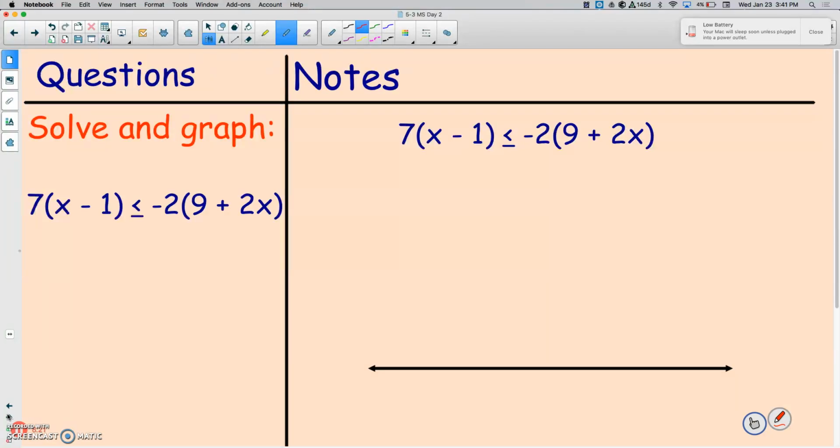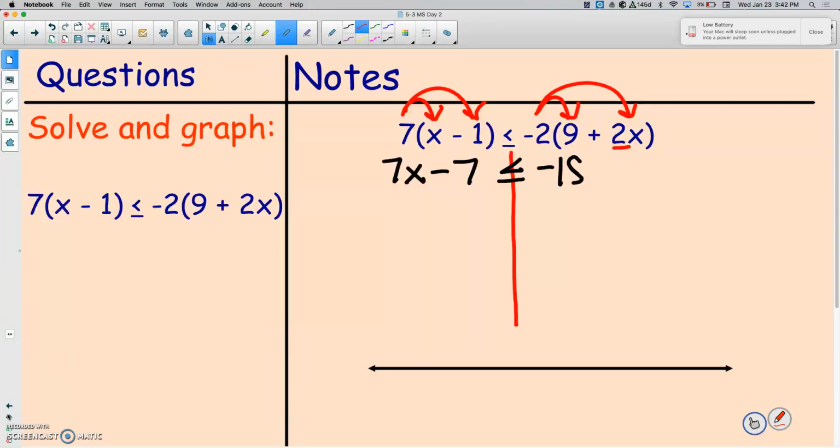One more problem where we are distributing. This one's a little different because there's a coefficient in front of the x. Remember, when you're multiplying, they don't have to be like terms. So 7 times x is 7x, and then 7 times 1 is 7. Negative 2 times 9 is negative 18. Negative 2 times positive 2x is negative 4x.